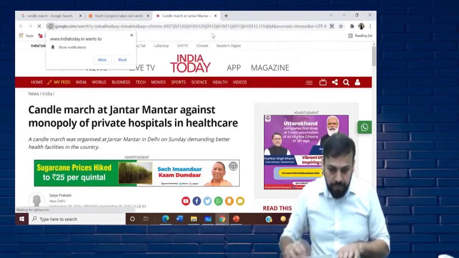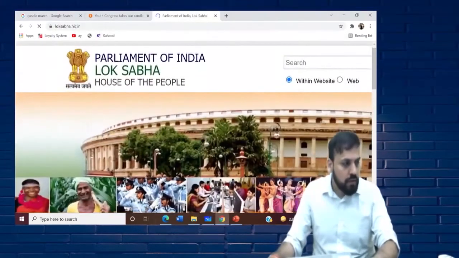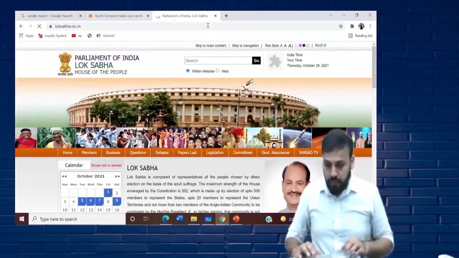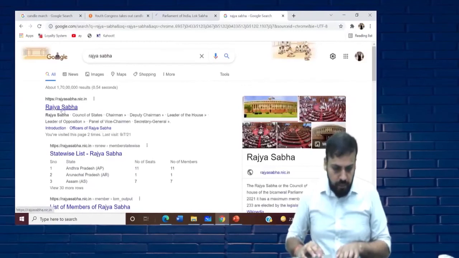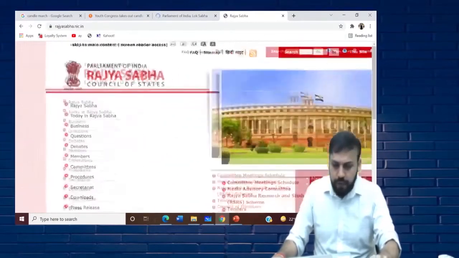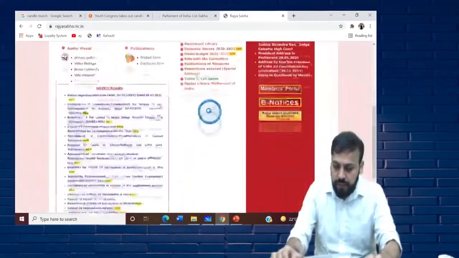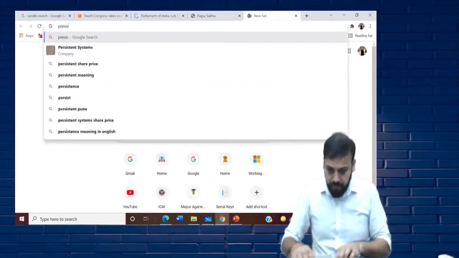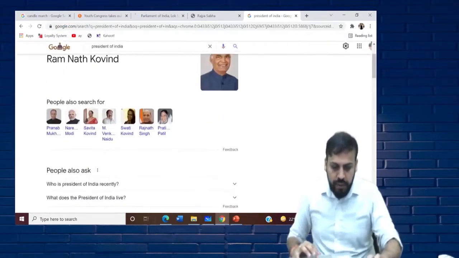Lok Sabha, loksabha.nic.in. This is Lok Sabha, which is Parliament, the House of People. The Speaker is Sri Om Birla. Followed by Rajya Sabha, rajyasabha.nic.in. Rajya Sabha is the Council of States. And we have the Supreme, that is the President of India. Yes, Ramnath Kovindji is the President of India.